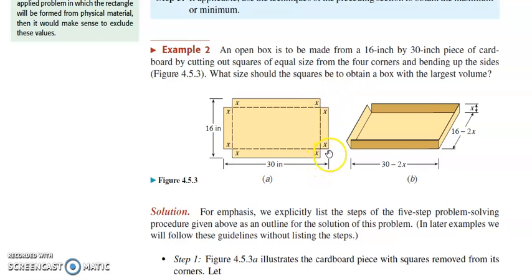You are cutting out equal squares from all the 4 corners and you fold up all these portions, so that will give us an open box. So our aim is to maximize the volume of the open box. So you need to find out what is the value of x.